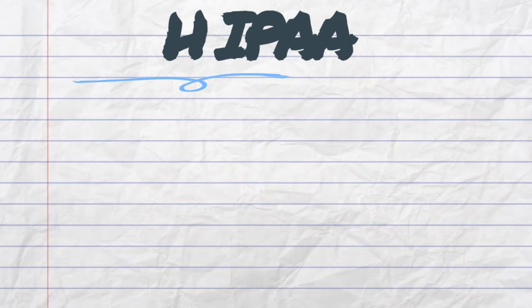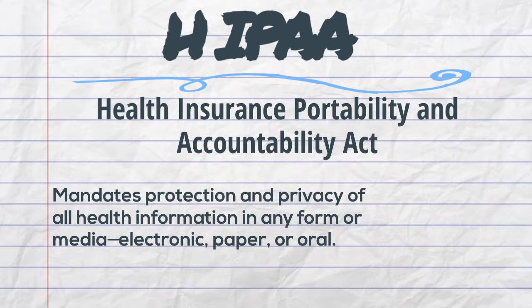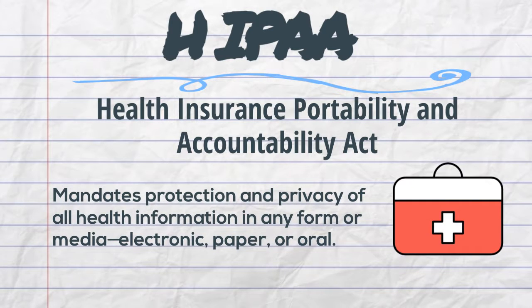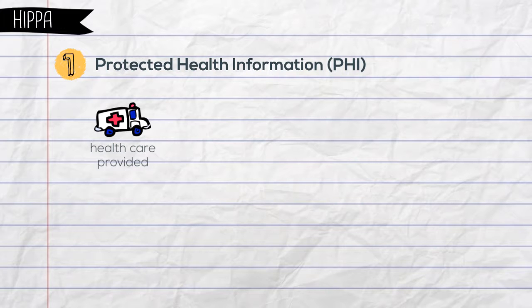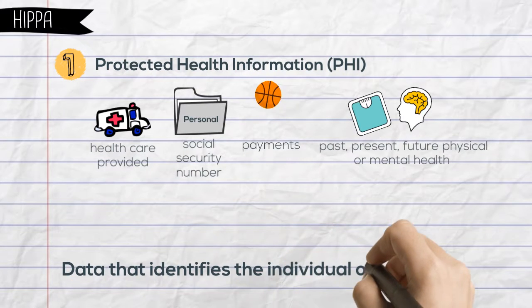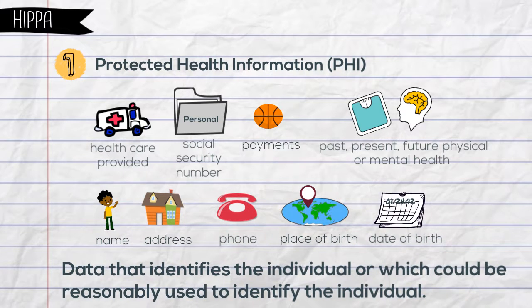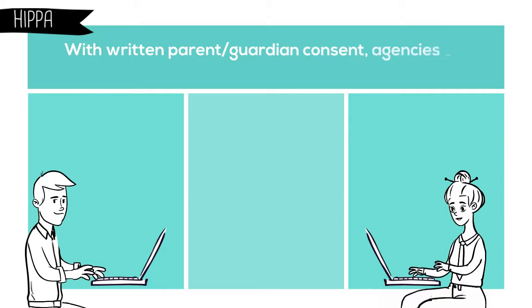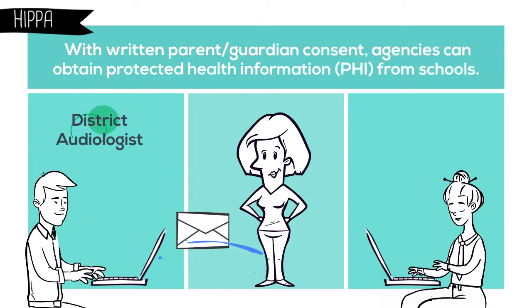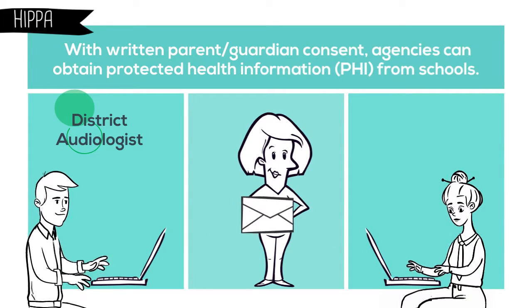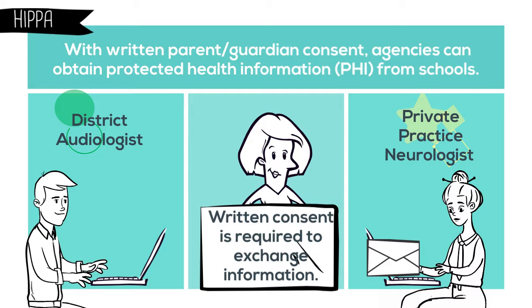HIPAA, the Health Insurance Portability and Accountability Act. Similar to FERPA and COPPA, it mandates protection and privacy of all health information in any form or media: electronic, paper, or oral. Under HIPAA, protected health information is defined as data that identifies the individual or which could be reasonably used to identify the individual. With written parent-guardian consent, agencies can obtain protected health information from schools. There are exceptions. Schools should contact district advisors and err on the side of protecting student privacy when in doubt. Written consent is required to exchange information.